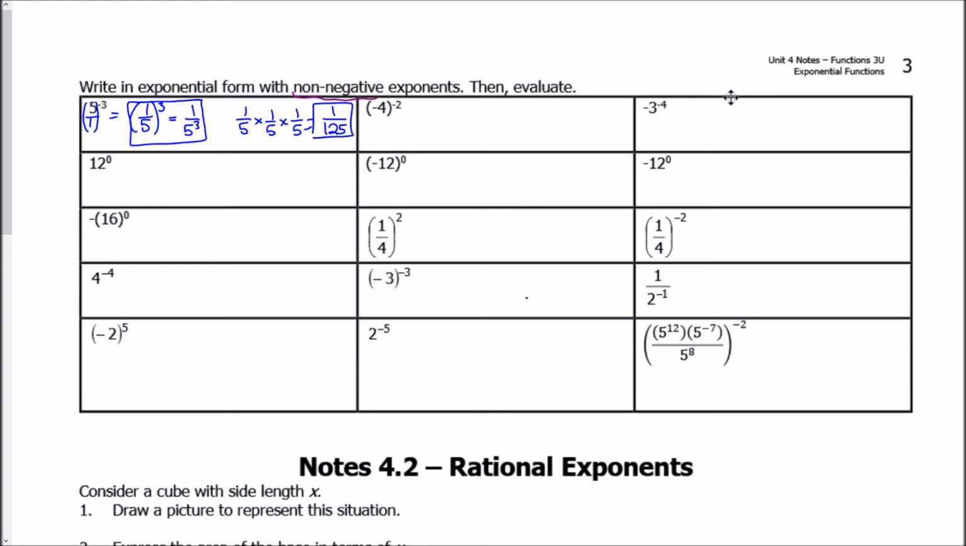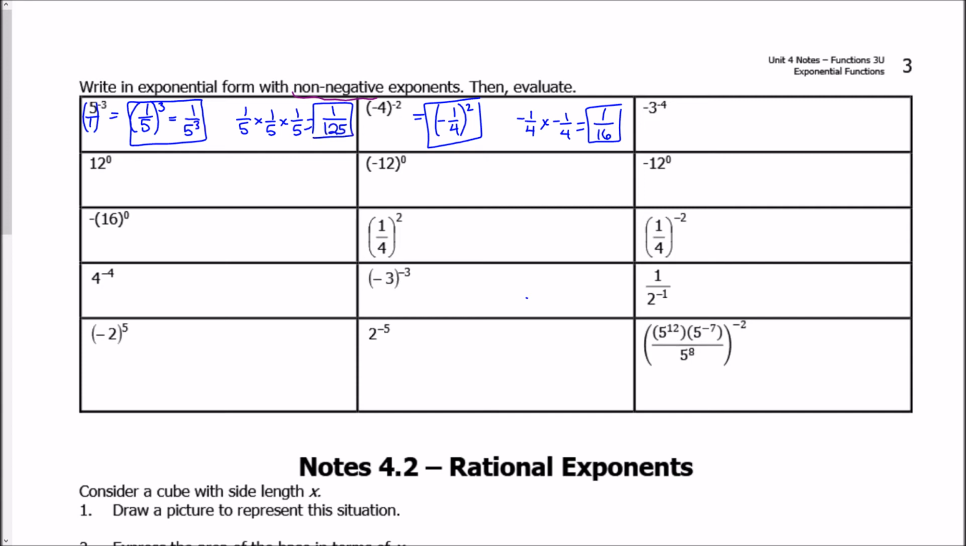Okay, so the next example here in exponential form just basically means negative 1 over 4, because we do the reciprocal to the power of 2. So then if I want to evaluate it, what it means is negative 1/4 times negative 1/4. So a negative times a negative is a positive, so I get positive 1 over 4 times 4 is 16. So this is my answer when I evaluate it.